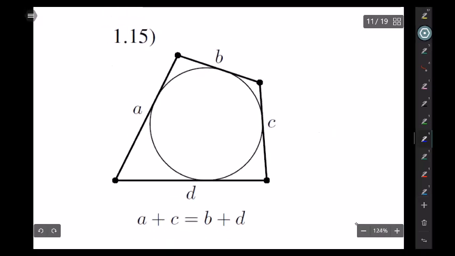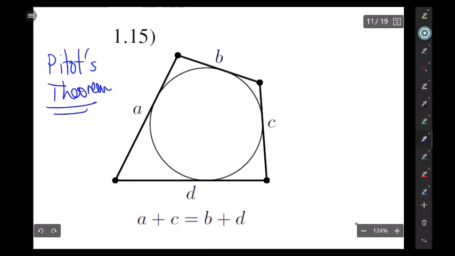This one also has a special name, I think. Yes, Pitot's theorem. This one is actually extremely simple to prove, so we might as well prove it together. What is the key idea of the proof here? Okay, so label this. And then label the tangencies, I don't know, D, E, F, G.